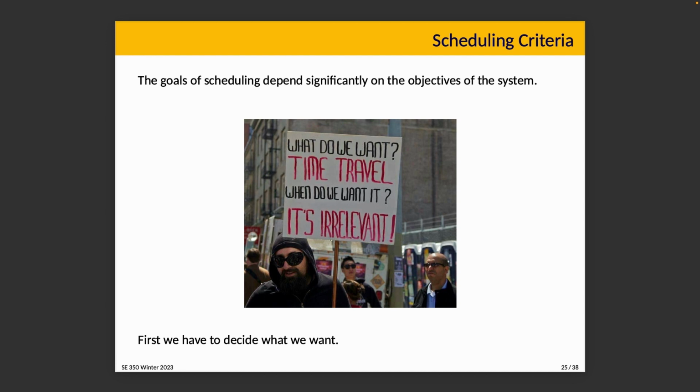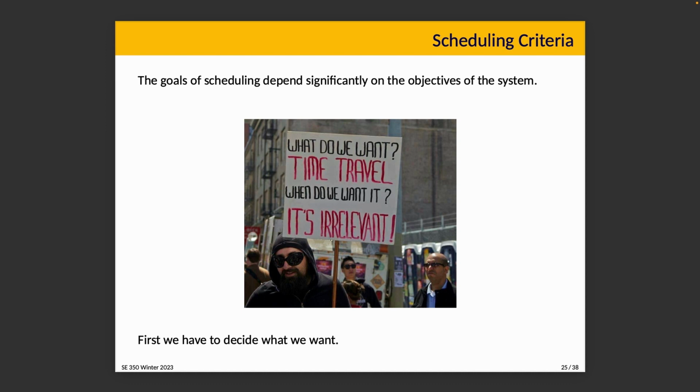So before we talk about specific scheduling algorithms, I want to talk about scheduling criteria. And these are important. The goals of scheduling depend significantly on the objectives of the system. First, you have to decide what you want. If the system is supposed to respond to events within a certain period of time, it makes it a real-time system, and that's something you'd like to know when you're choosing what scheduling algorithm you want to implement.